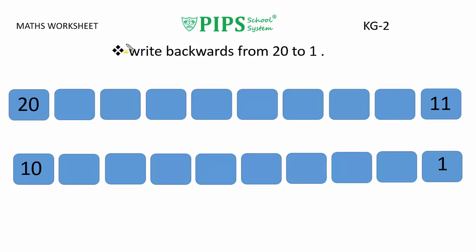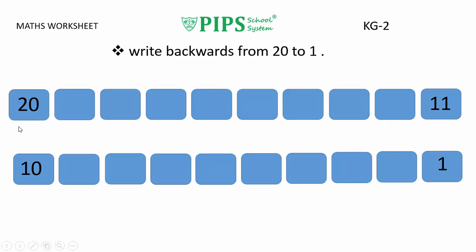Today our topic is write backwards from 20 to 1. KG2 students, we are going to write backward counting from 20 to 1 in the empty boxes. So first of all, take your pencil and complete this task with me. Okay students, let's start. KG2 class, let's start with the number 20.